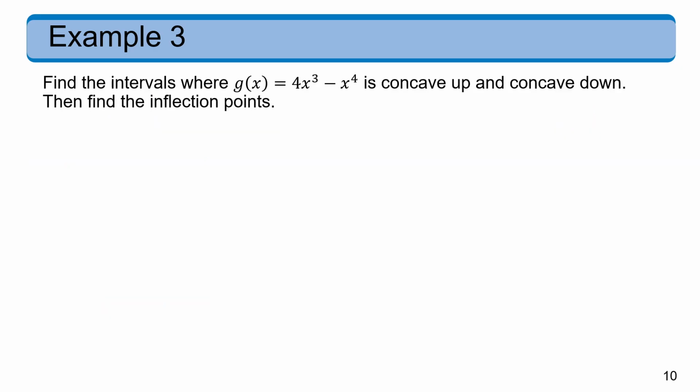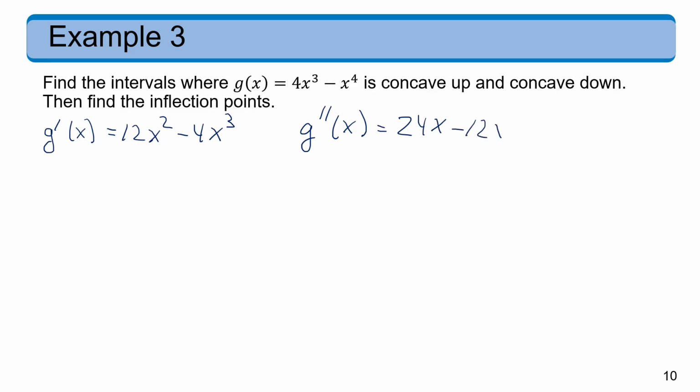Here we want to find the intervals of concavity for this given function. So for concavity, we need the second derivative. So we'll start by finding g prime. Just a power rule problem, so we'll get 12x squared minus 4x cubed. And then take the derivative of that to get g double prime. So that will be 24x minus 12x squared.